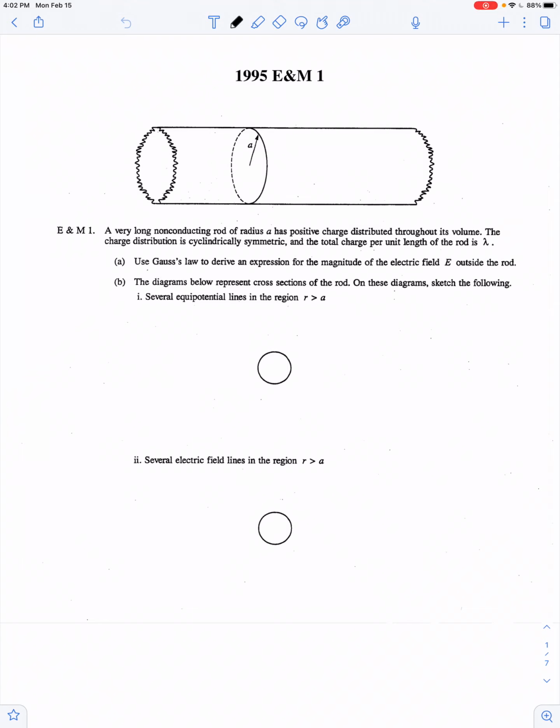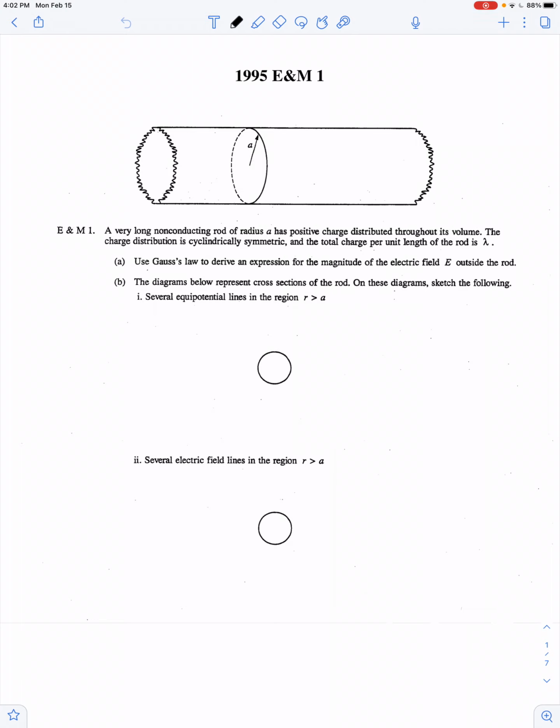Okay, here's our penultimate example problem, right? Second to last problem we have, and it's about a charged rod that has positive charge distributed throughout the volume.